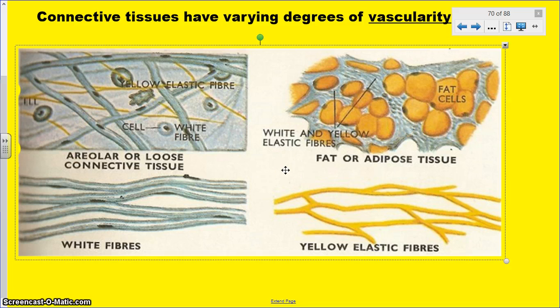If we look at the fibers themselves, you've got white fibers. They're more there to provide strength for your connective tissue, and the yellow fibers provide more of that elasticity, kind of allows it to stretch a little bit.